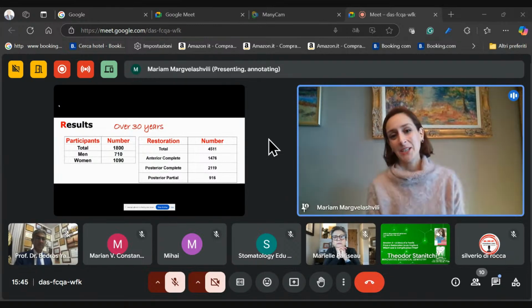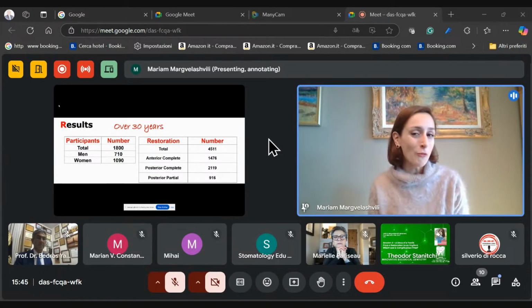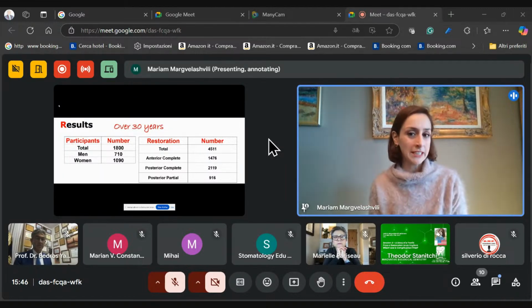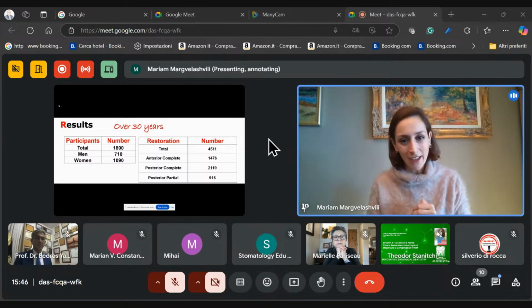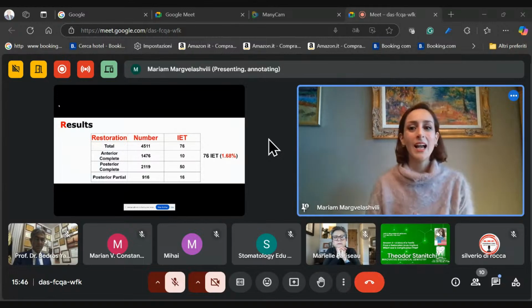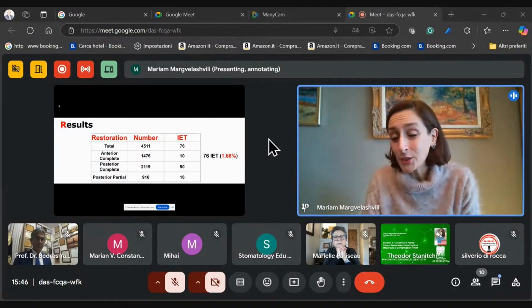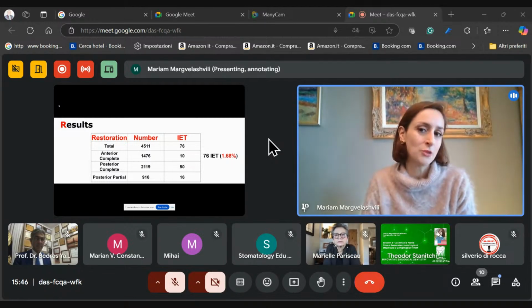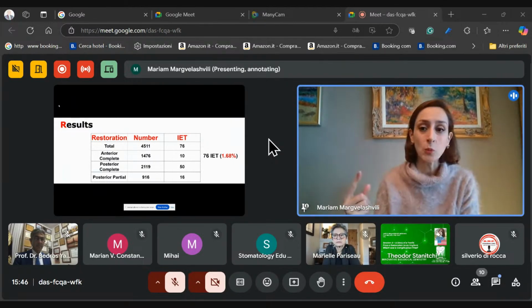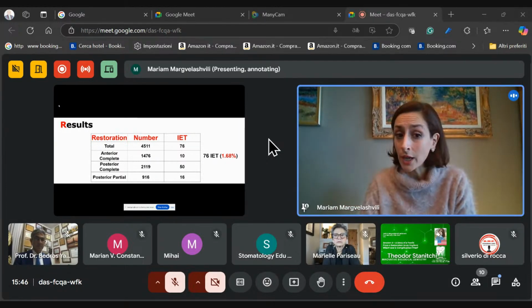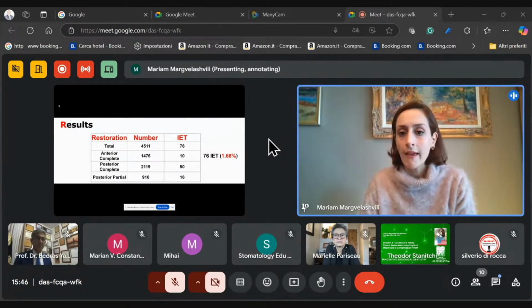Now here we also included the Empress data. So the number of units is over 4,500 with anterior crowns, posterior crowns, and posterior inlays and onlays. You can see the breakdown on the slide. And we had 1,800 participants. Over 30 years, of these 4,511 restorations, 76 of the teeth needed root canal therapy, which by direct calculation is 1.68%. And you can see that 10 root canal therapies occurred in anterior crowns, 50 in posterior crowns, and 16 in inlays and onlays.